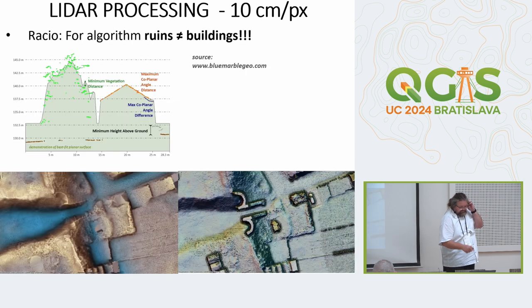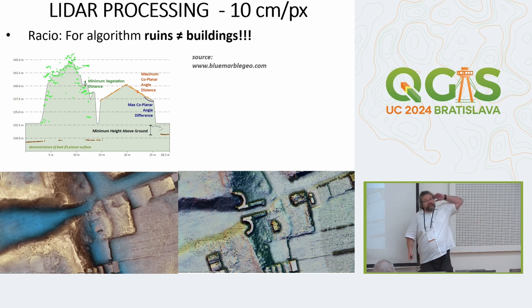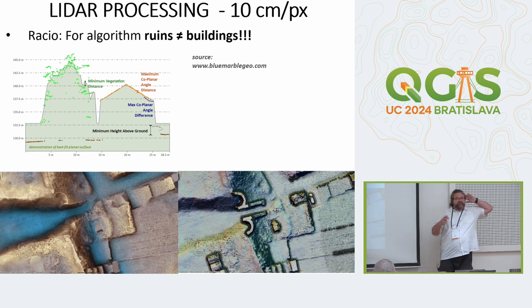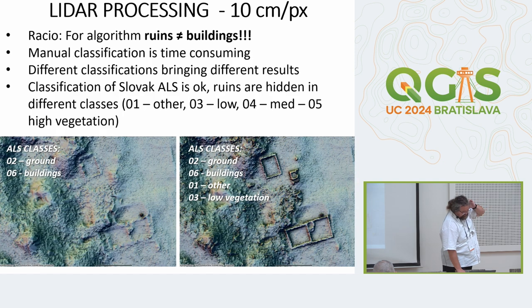And maybe our main motivation is, as I said, the data from the Slovak Republic have the classification. But this classification was made by automatic or semi-automatic tools. For instance, if we are talking about ruins, about the remains of buildings, for those kinds of algorithms, the ruins are not buildings, because buildings for the algorithm are the walls and the rooftops and so on. So many times the data are classified in different classification classes.